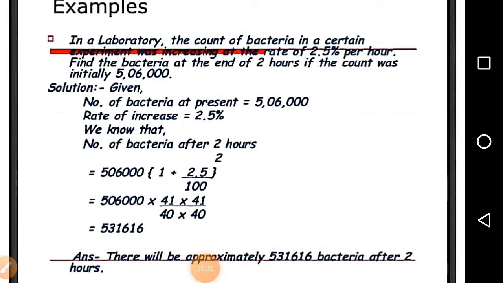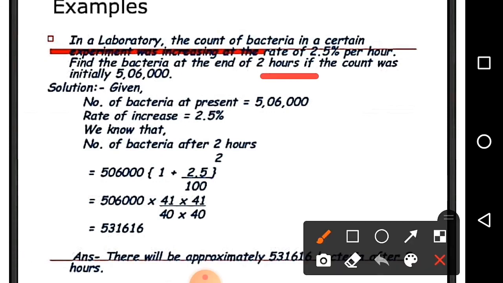Now here is an example. In a laboratory, the count of bacteria in a certain experiment was increasing at the rate of 2.5% per hour. Find the bacteria at the end of 2 hours. What will be the growth of bacteria? So if we want to find this out, again we are going to use the formula of compound interest. First of all, the number of bacteria at present is this much. The rate of increase is given as 2.5%. Now we have to find the number of bacteria after 2 hours, so 2 is our n.